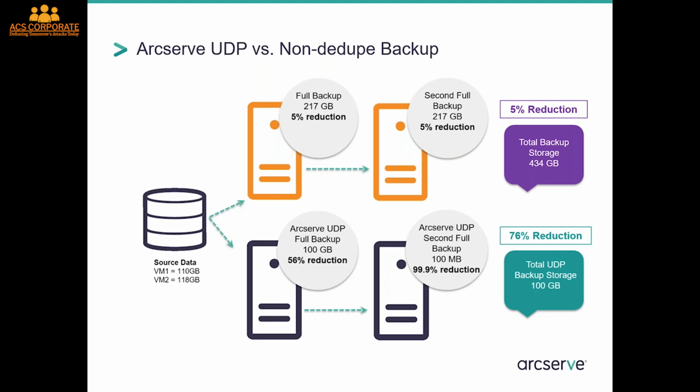Now with dedupe and compression, we will get a 56% data reduction initially on the full backup. And then as we start to back up the changes, we get very high dedupe ratios. And this is really where, just even after 2 backups, you would probably get something like a 76% plus data reduction. After 10 backups, it's probably in the high 90s overall.